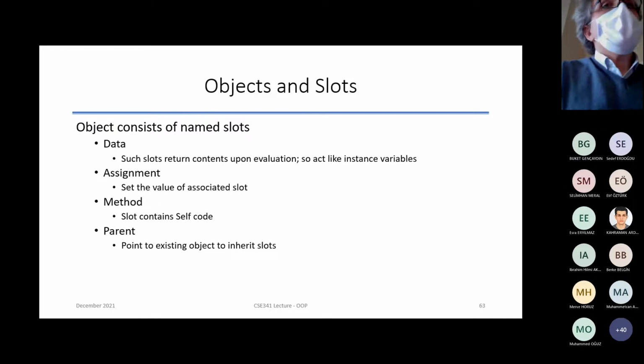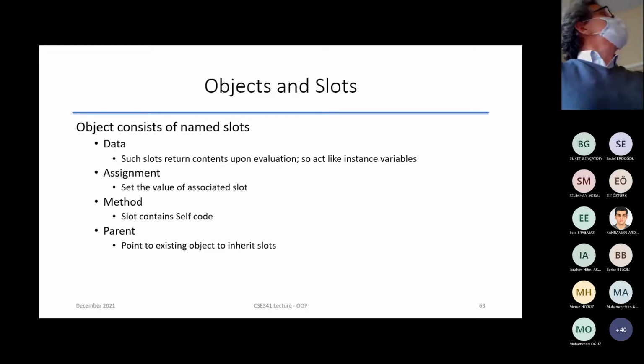All right. So objects have named slots, like data. Such slots return their contents upon evaluation, like an instance variable. You have assignments, which set the value of an associated slot. Methods contain Self code, and then parent is the inherited slot.